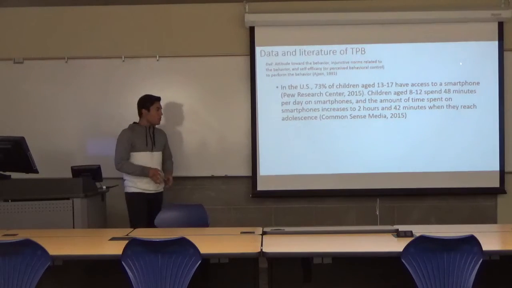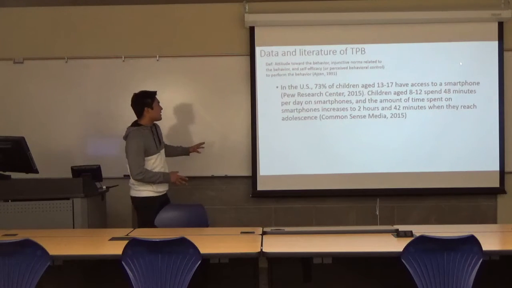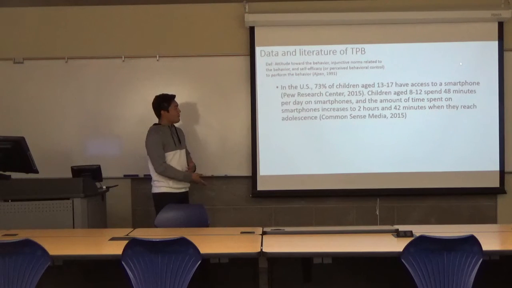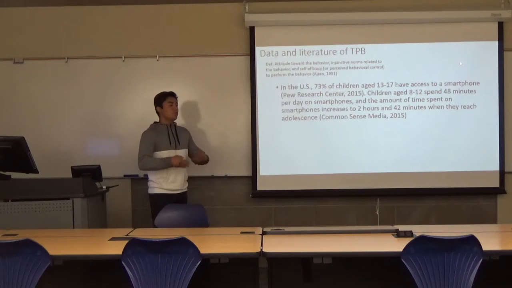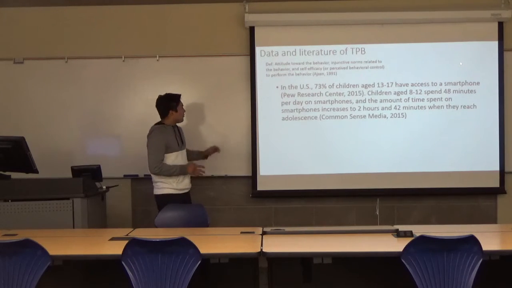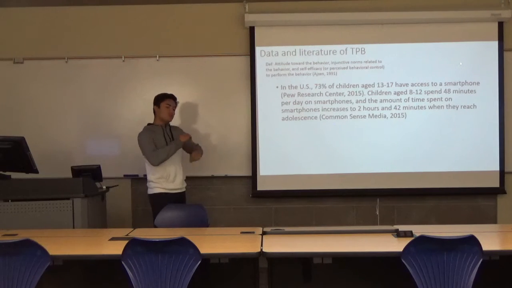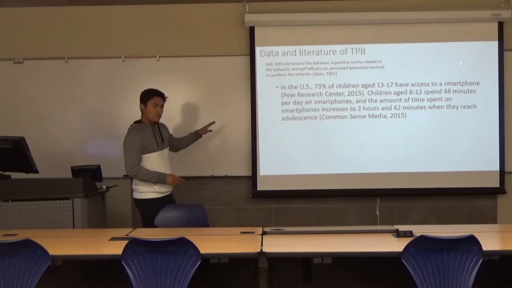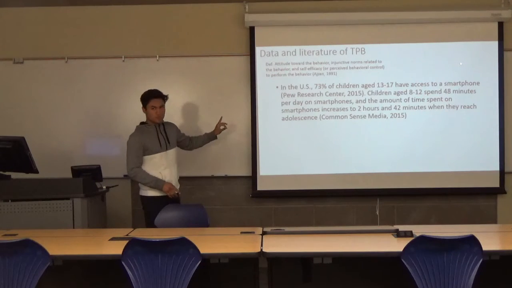So, from the article that I was using, they were digging into the theory of planned behavior, which is defined as the attitude towards the behavior, injunctive norms related to the behavior, and self-efficacy, which is perceived behavior control. How much do you think you're in control of your own actions to perform the behavior to begin with? One example of this data was that in the US, 70% of children ages 13 to 17 have access to a smartphone of their own. This was taken by an online survey sent out in 2015 by the Pew Research Center.